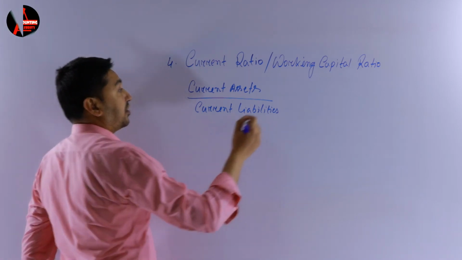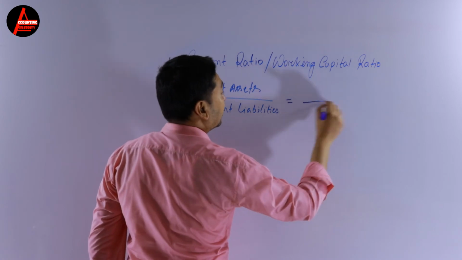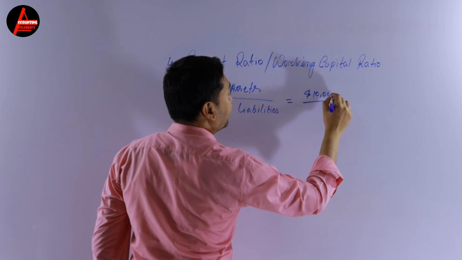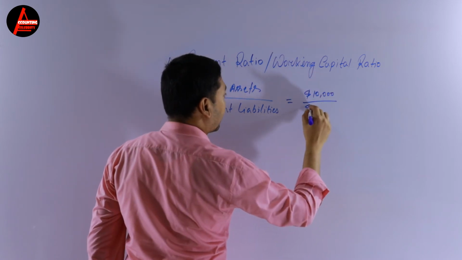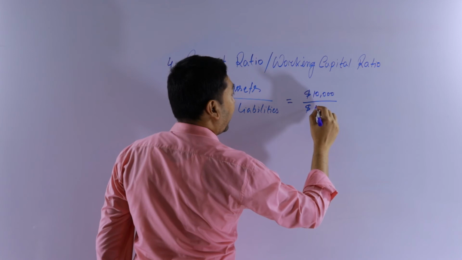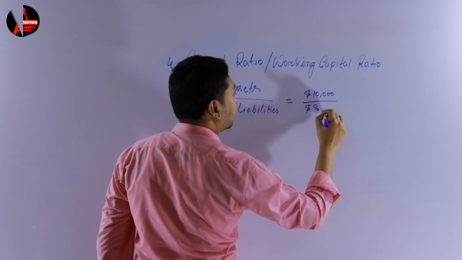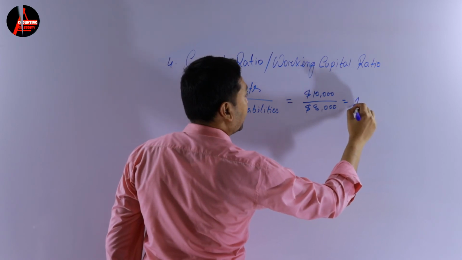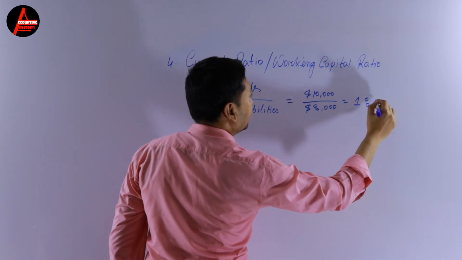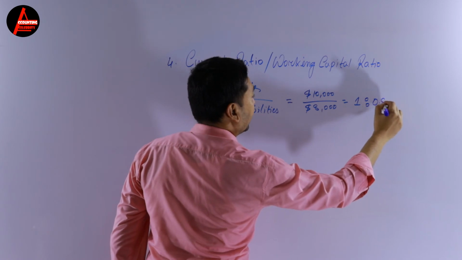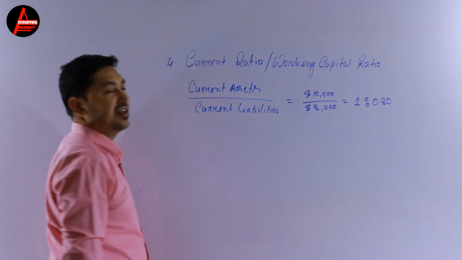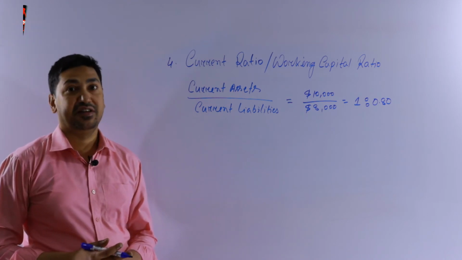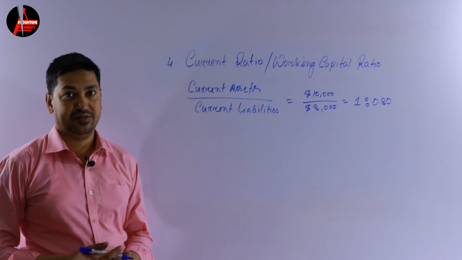For example, your current assets are $10,000. Your current liability is $8,000. If you calculate, your answer will be 1:0.80. This is the way you need to calculate your current ratio.